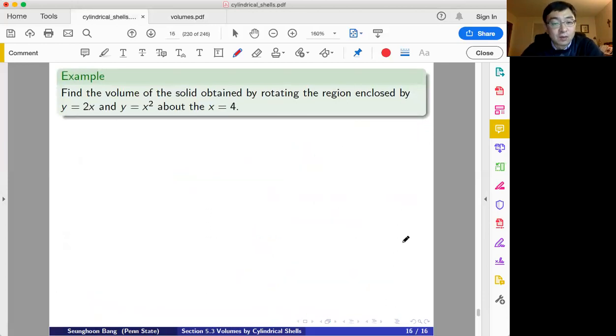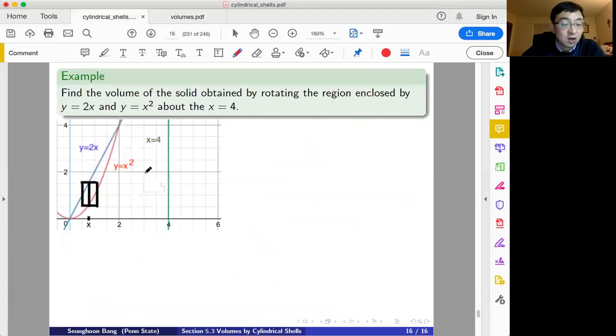Find the volume of the solid obtained by rotating the region enclosed by y equals 2x, y equals x squared about x equals 4. So same. You can draw the graph y equals 2x, y equals x squared. Only difference is the rotating axis, x equals 4 here. What kind of rotating axis is it? A vertical line. You have to use cylindrical shells.